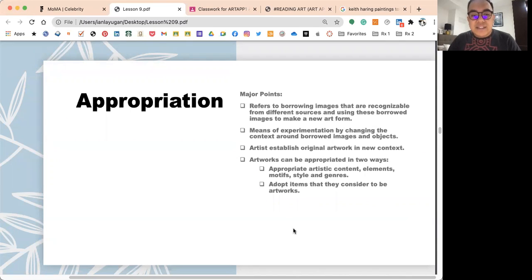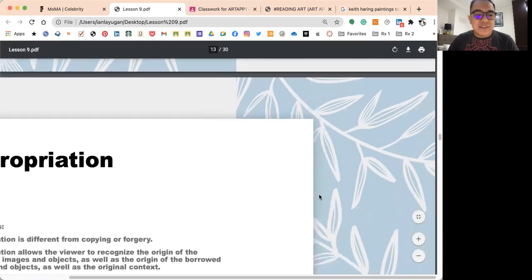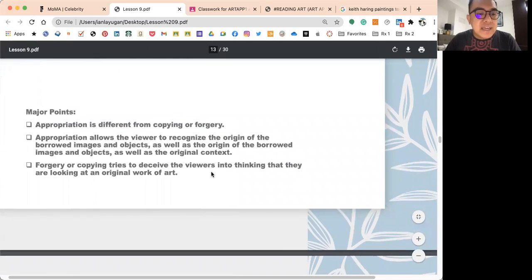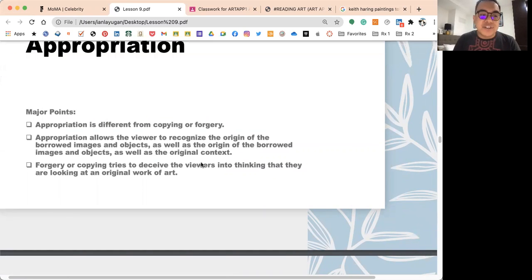Okay, so artists establish original artwork in new context, and artworks can be appropriated in two ways, as I've said a while ago. There are some more major points. Appropriation is different from copying or forgery. These are different ideas. However, appropriation allows the viewer to recognize the origin of the borrowed images and objects, as well as the original context. So very important, no?